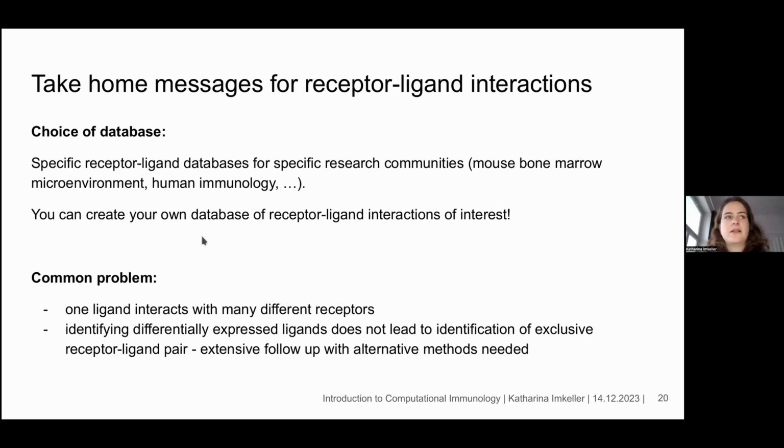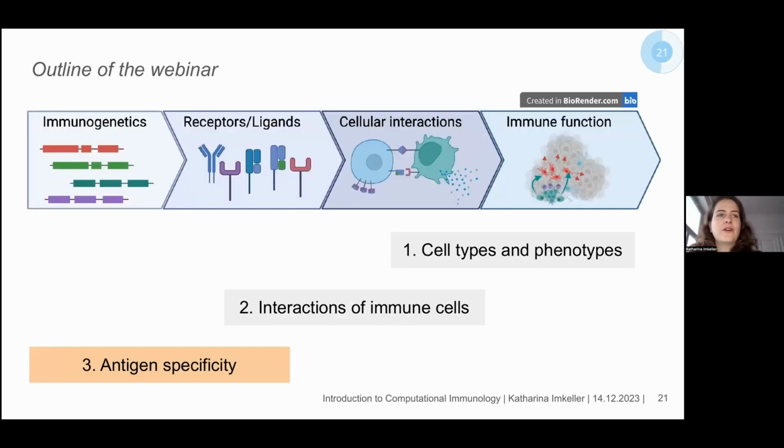Common problems for the workflows are the redundancy of interactions. One ligand can interact with many different receptors, and one receptor can interact with many different ligands. So this comes down to the quality of the database, basically. And if you want to identify really functional differences in their interactions, typically you need to do an extensive follow-up. So now that we have seen the take-home messages for the second part, let's move on to the third part, on antigen specificity.